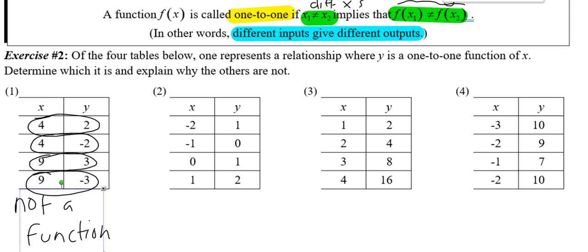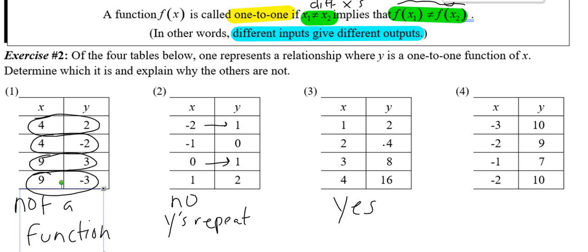Number 2, let's look at this one. Remember, one-to-one means you have different x's and different y's. When I look at this, I notice that my -2 goes to 1 and 0 also goes to 1. So no, that's not going to work either because my y's repeat themselves. That also makes it not one-to-one. Then I look at 3. I have 1, 2, 3, 4, and then it goes to 2, 4, 8, and 16. Perfect. They're all different x's and different y's.